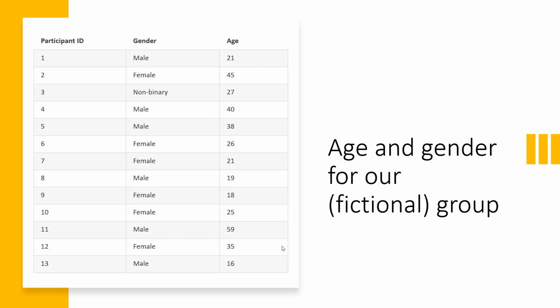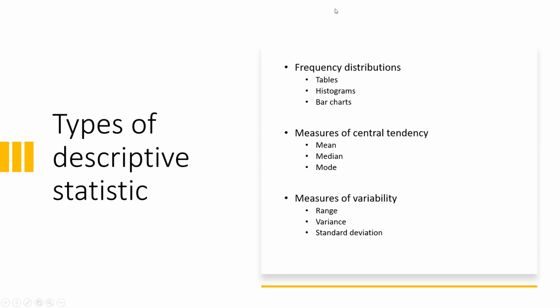So we could put it all in a table. For example, if we have 13 participants, we know their gender and their age. But again, what can you really tell just from eyeballing the data? And how would you communicate patterns or trends to someone else? So this is where descriptive statistics come into play.